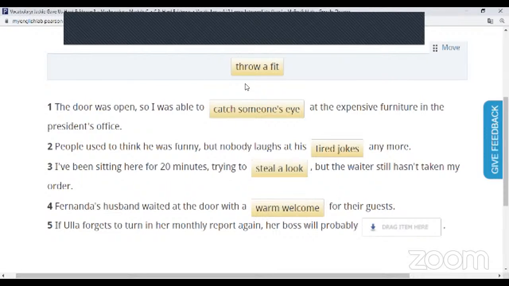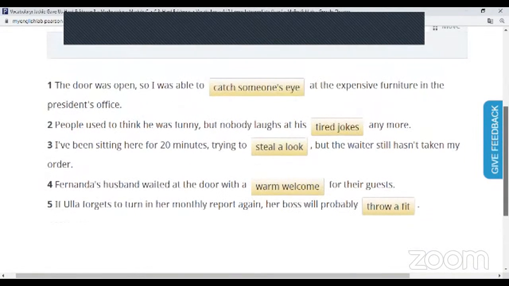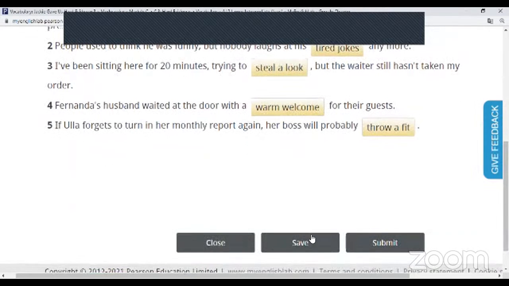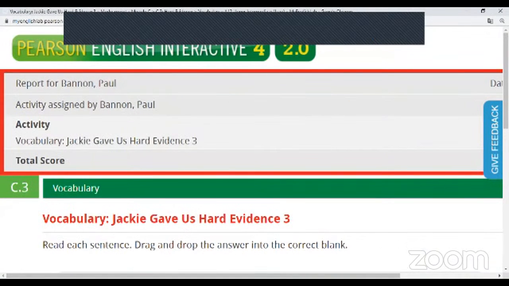And number 5, Villarroel. If Ula forgets to turn in her monthly report again, her boss will probably, I think, catch someone's eyes. No? Okay. The last option was throw a fit. Oh my God, a fit. So let's see. I think it's catch. Throw an eye, catch someone's eyes. So let me see the correct answers. Let me submit it. And let's see.